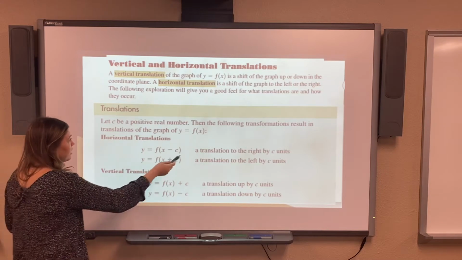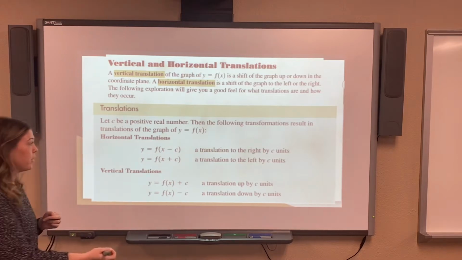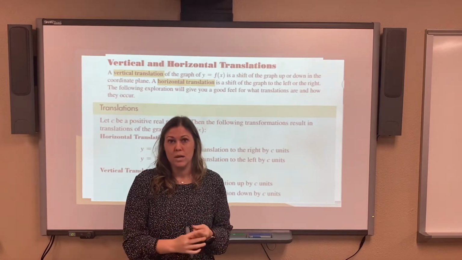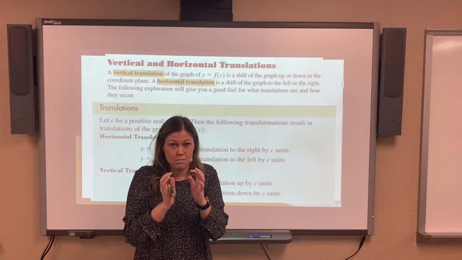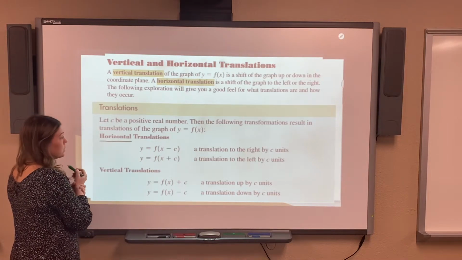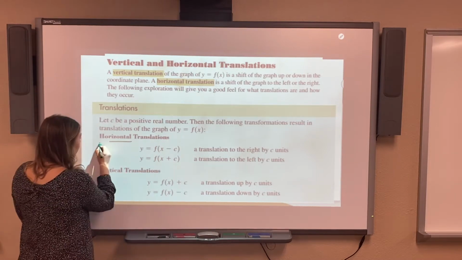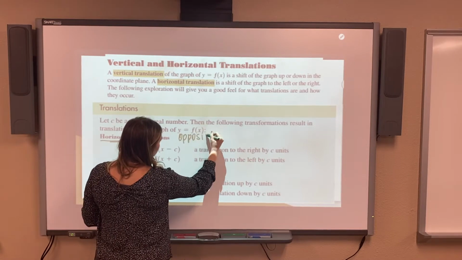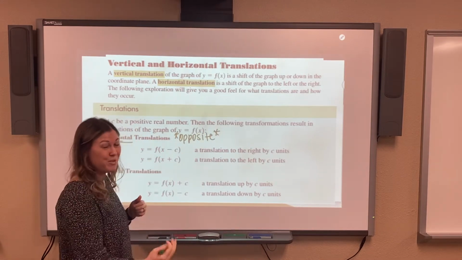If we have the function y equals f of x, and any c number is inside of parentheses, an absolute value, a square root, an exponent, or any grouping symbol, then it translates horizontally, left and right. And it's always opposite of what you would think. Drop your number, switch your sign.